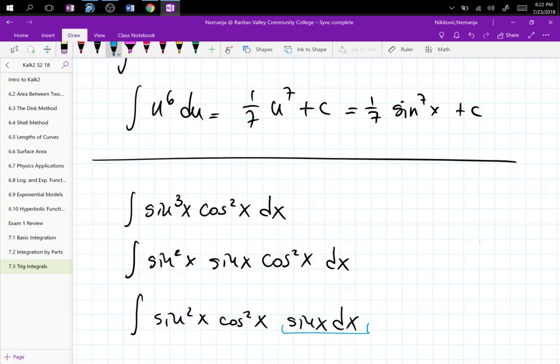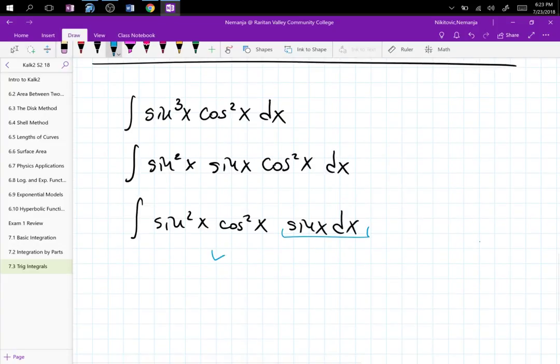Of cosine. So we have to have cosine for u. If cosine is equal to u, then du is sine, and we're good to go. The issue is, what am I going to do with the sine squared in front? I can get this into u squared. I know this is du. What am I going to do here?